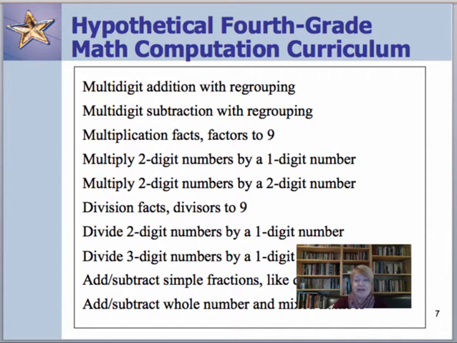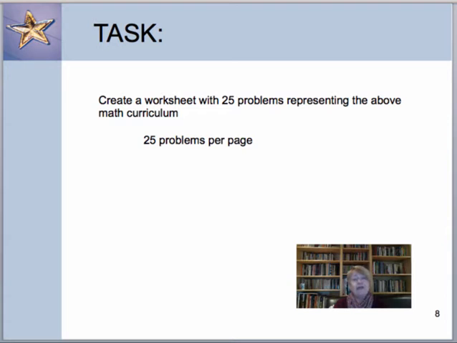So that's your challenge. Pause the lecture and create a worksheet with 25 problems representing that math curriculum with 25 problems per page. Okay, go ahead.